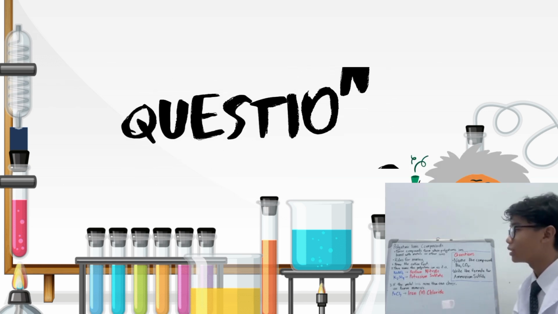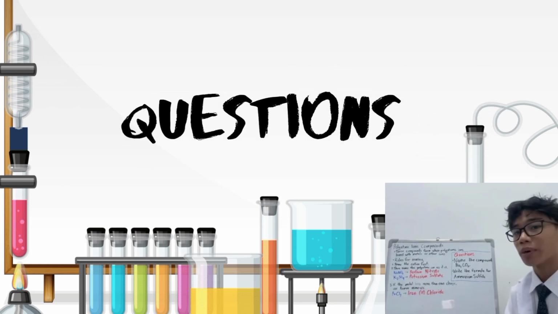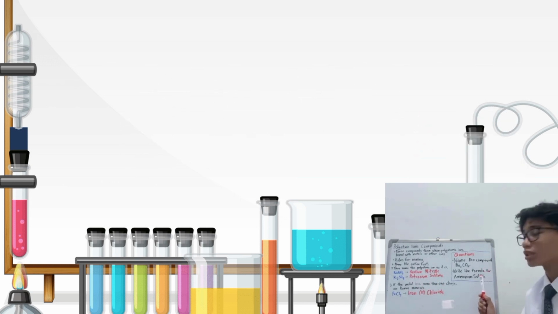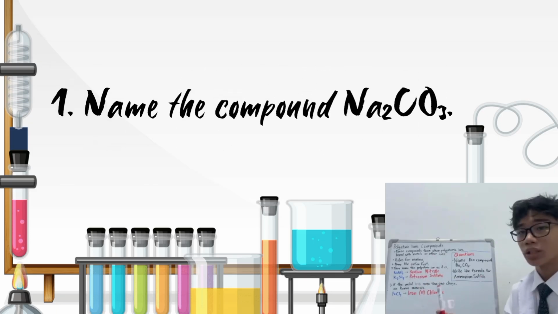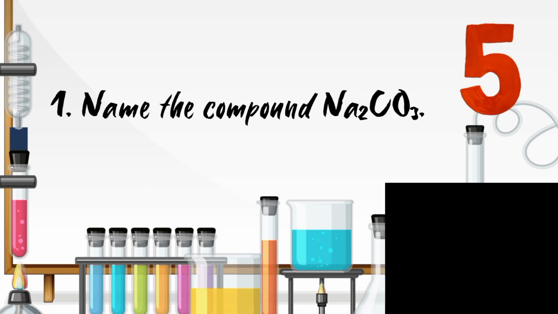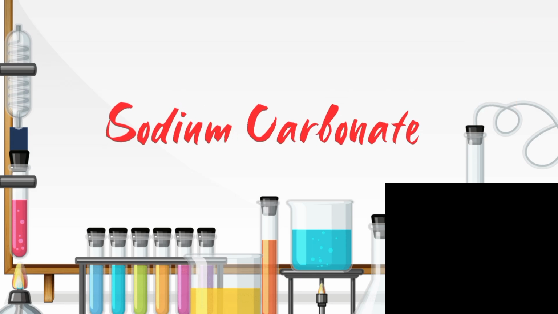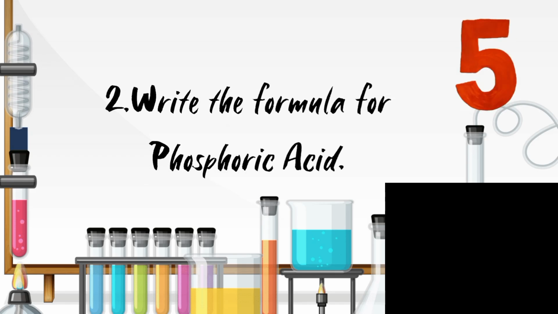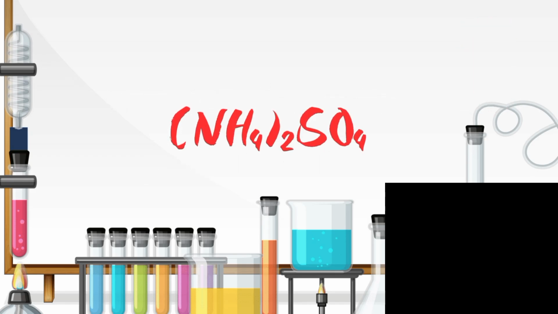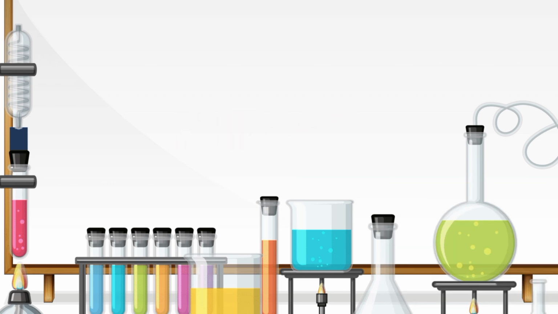Now that I explained the rules in naming polyatomic ionic compounds, I would want you guys to answer these questions. Please pause the video and then unpause to see the answer. So the answer to the first question is sodium carbonate. And the second question, wherein you write the formula, this is the formula. Okay, thank you for listening.